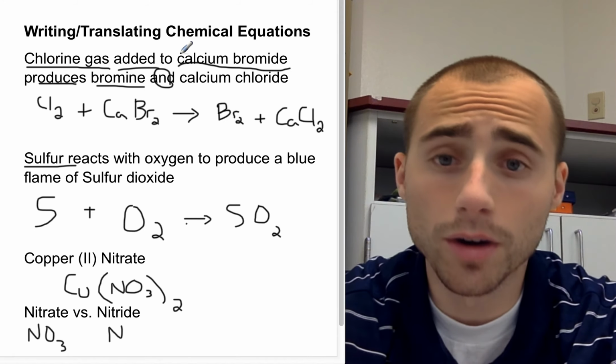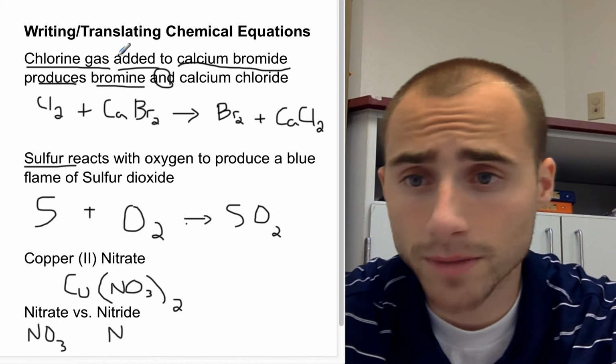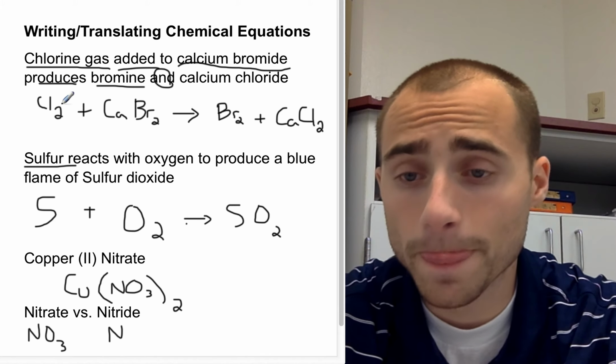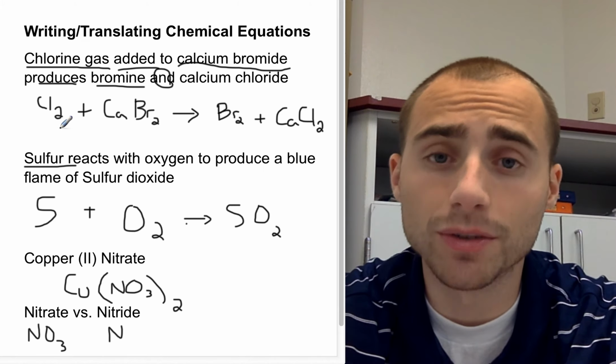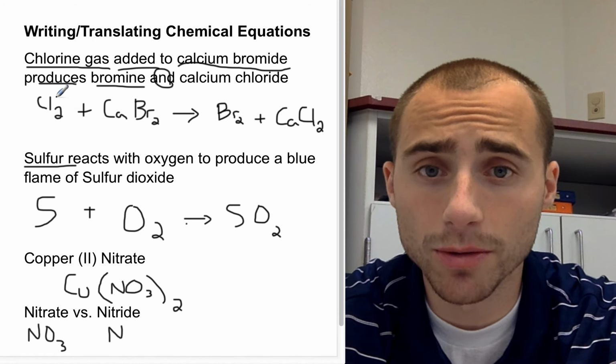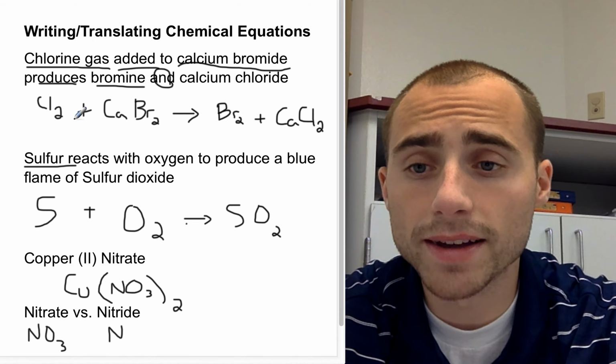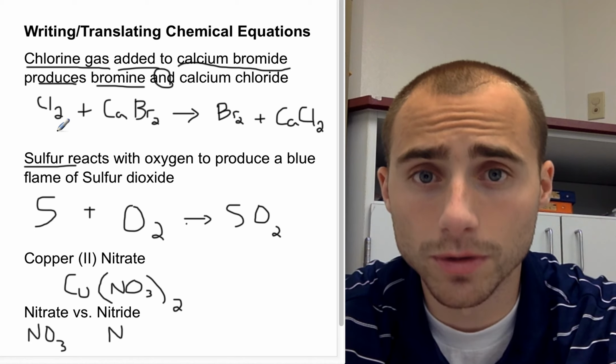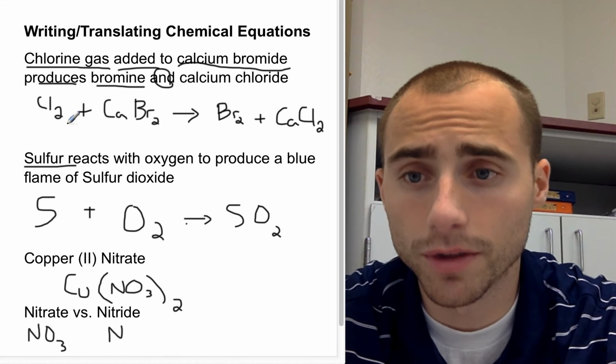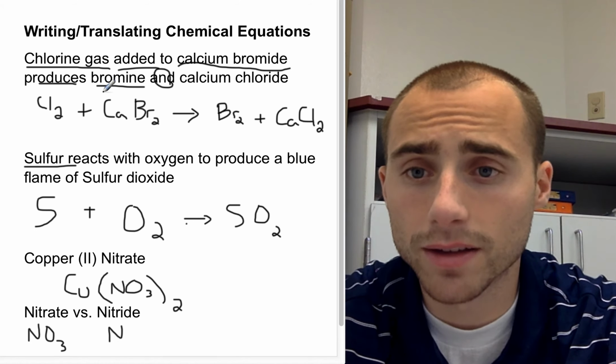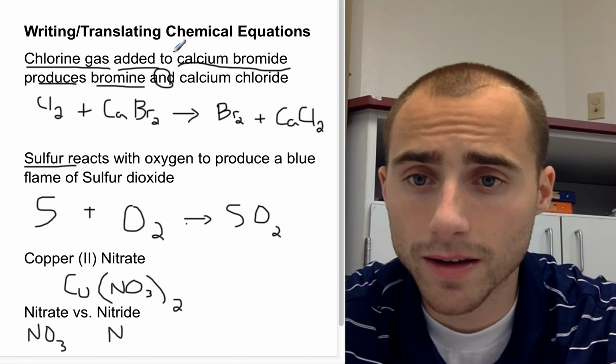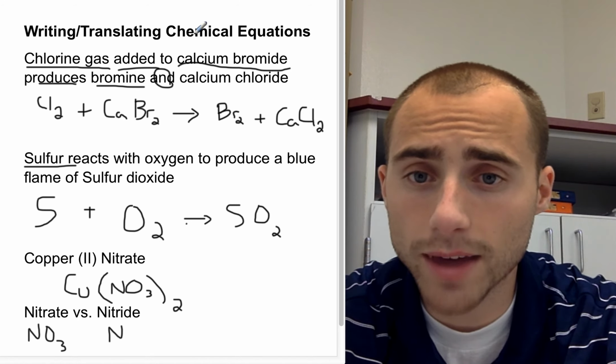So I just go word by word. Each word is going to be a symbol, right? So I have chlorine gas, Cl2. I put the 2 there because it's one of those 7 diatomic elements that you listed that when by itself always has to have a 2. You should have that list in your notebook, but chlorine is one of those. So Cl2 plus, because I got that from the added. Chlorine gas is added to calcium bromide.